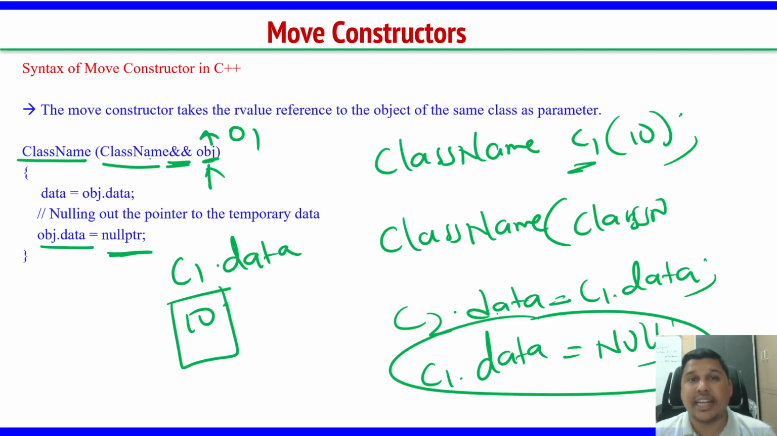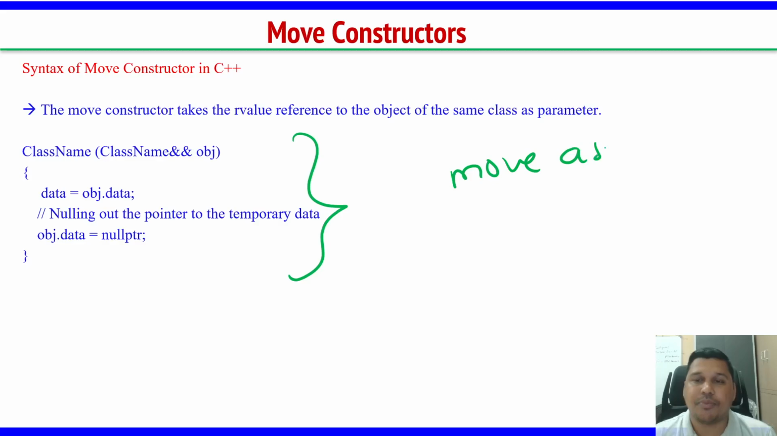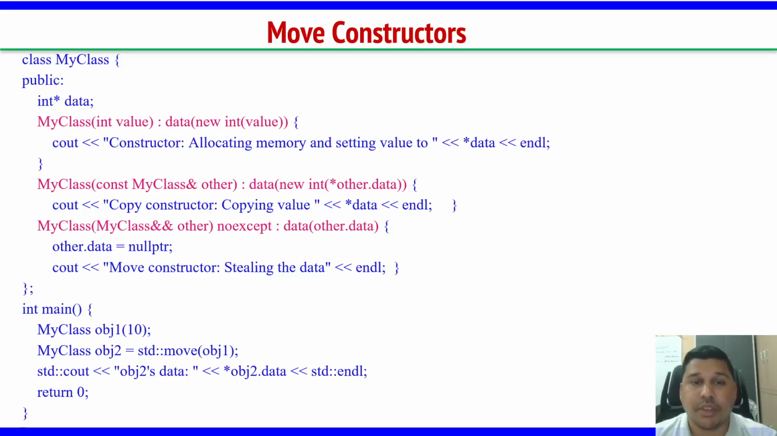With this, what is the advantage? Memory is not allocated. Again, you will understand this syntax much better when we see an example. Indirectly, we are using the move assignment operator here in the move constructor. Okay, so let's see the example. Let's try to see an example to understand this move constructor.